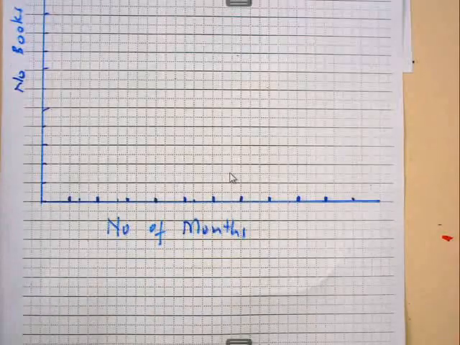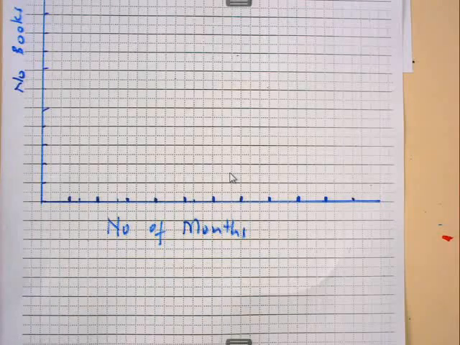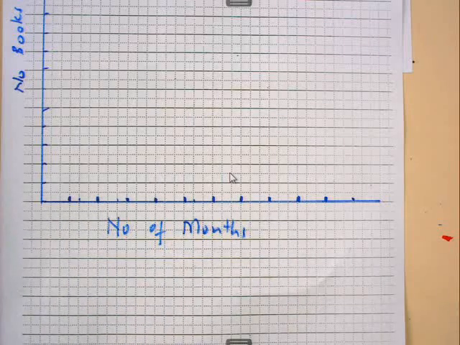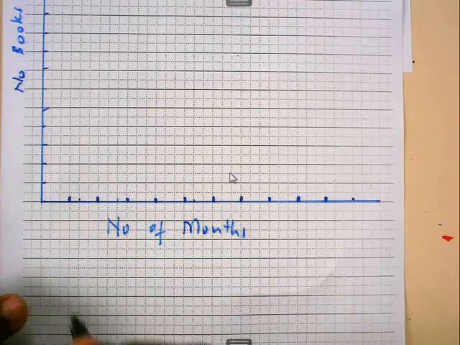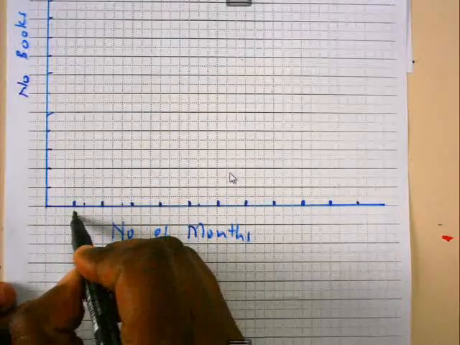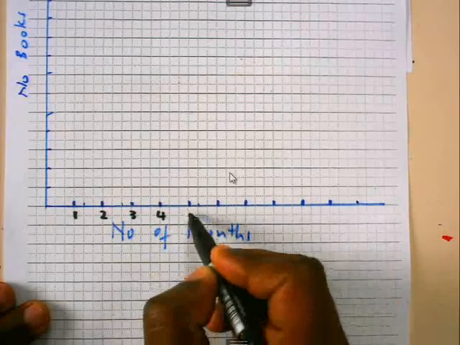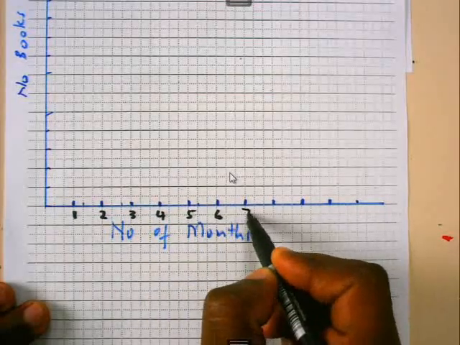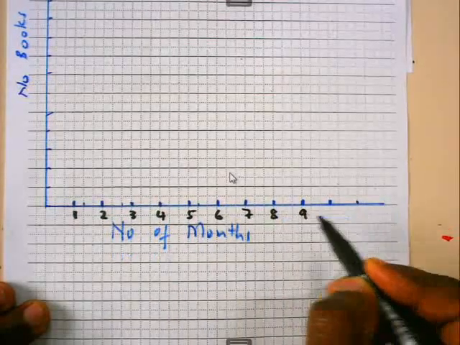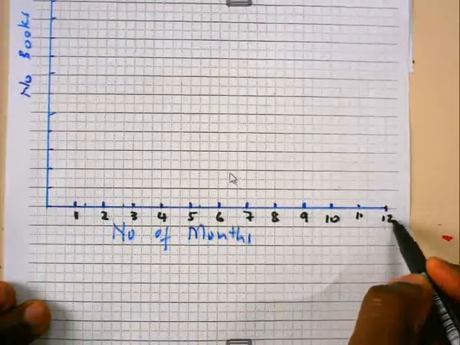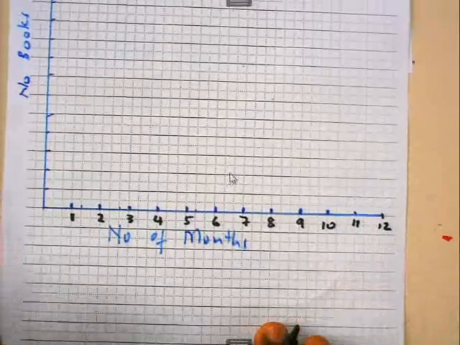Let me use a different color. This one is drying up here. The number of months. Now the number of months, what do we have? We have the first month, I'll write one there. We have the second month, the third month, the fourth, the fifth, the sixth, the seventh, 8th month, 9th, 10th, 11th, and the 12 months. Are you happy with that? Those are the number of months.